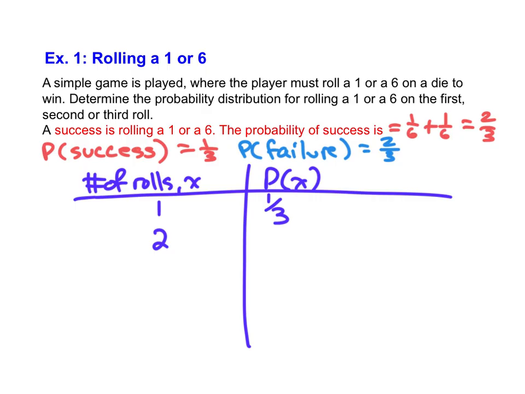Remember, we're asking about the probability of success on the first, second, or third roll. If I am successful on the first roll, then I win. If I'm not successful on the first roll, I have failed. And then for me to be successful on the second roll, I have that 1/3 chance of being successful. And for me to be successful on the third roll, I have to have failed on the first two.